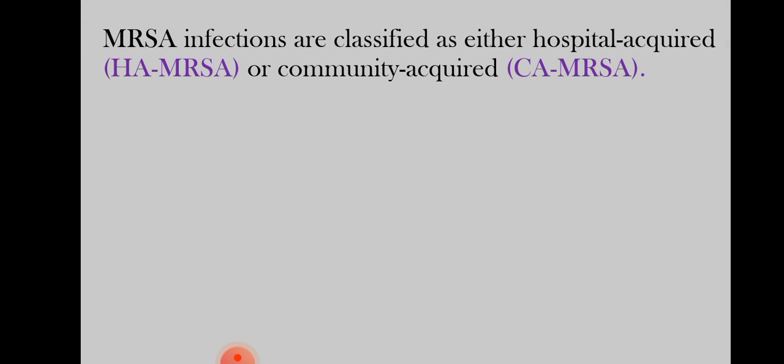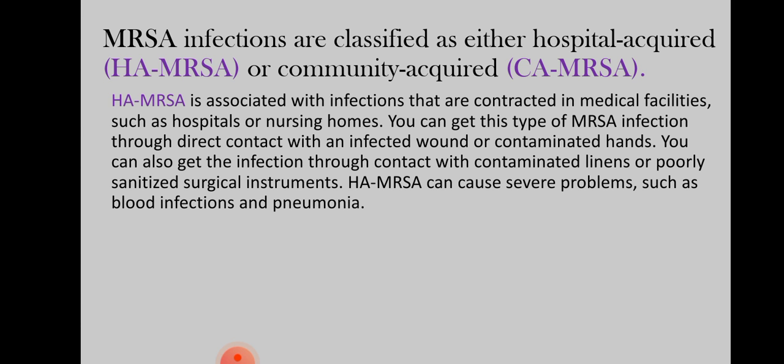The MRSA has two different types. First is the HA-MRSA and second is the CA-MRSA. The HA-MRSA is associated with infections that are contracted in medical facilities, such as hospitals or nursing homes.